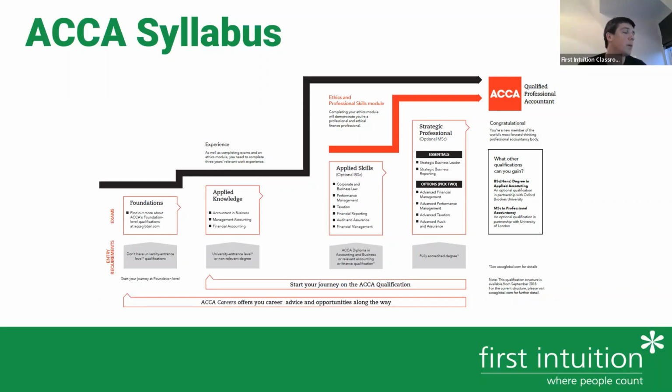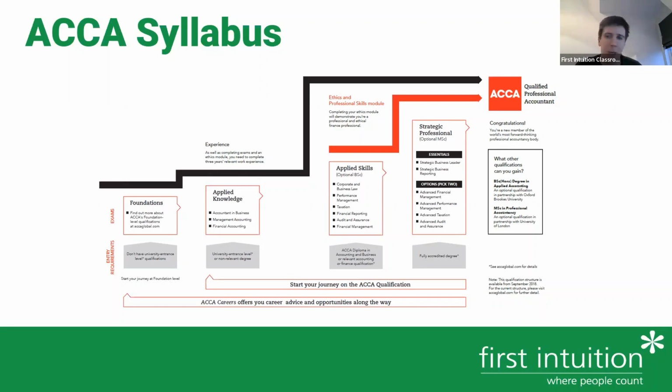Having completed the applied skills element, you could then move on to the strategic professional, and at that level you would have 4 exams. There are 2 compulsory units: strategic business leader, and strategic business and reporting. But you can then see that there are 4 units of which you would need to pick 2.